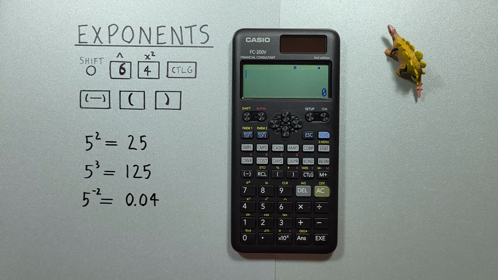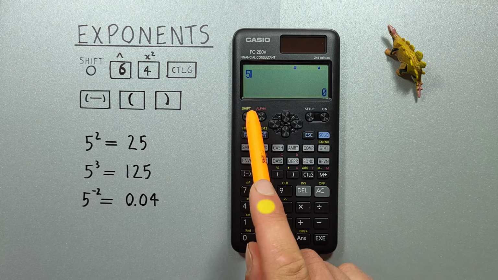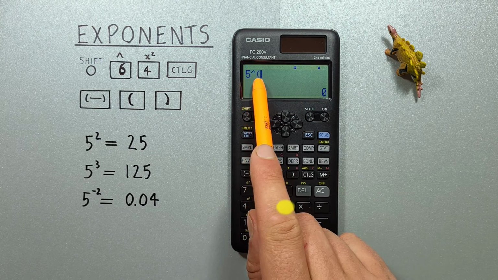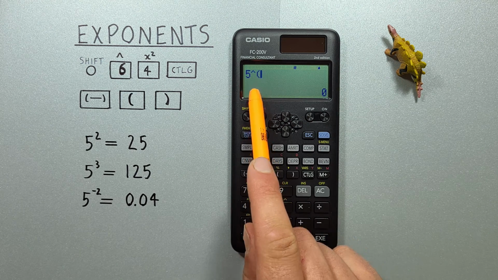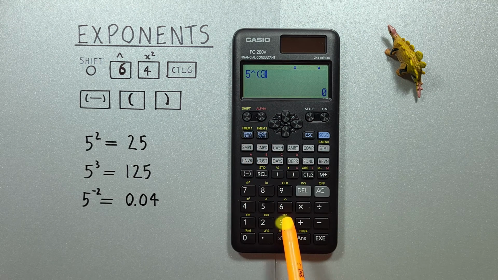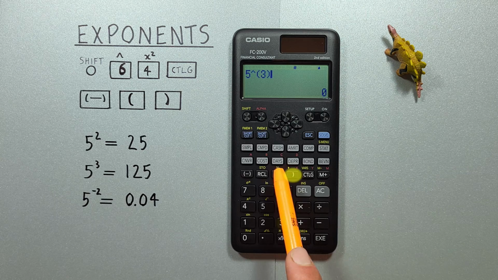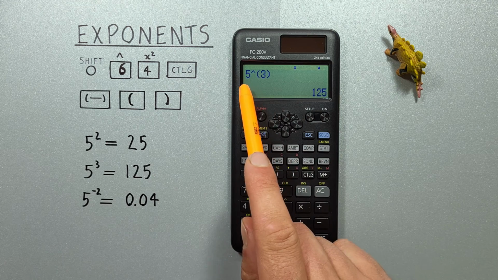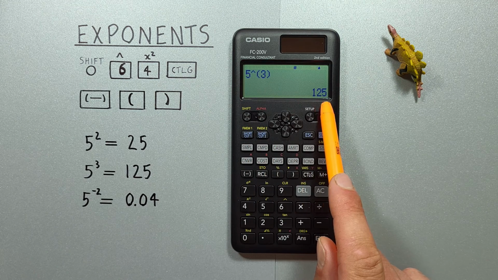For cubing a number, like say 5 cubed, again we have two options. First, we can put 5 on our screen and then press Shift 6 with the shift function of up arrow or caret. There we go. That indicates an exponent. And then we put 3 in there and close our bracket. There we go. Hit exe. And there we go. 5 cubed is 125.